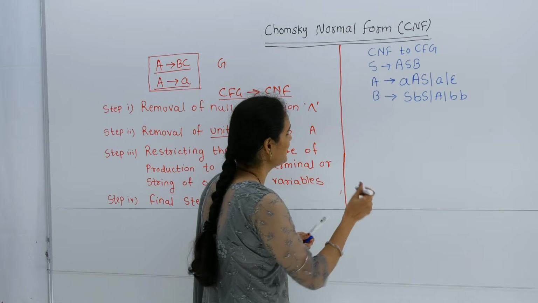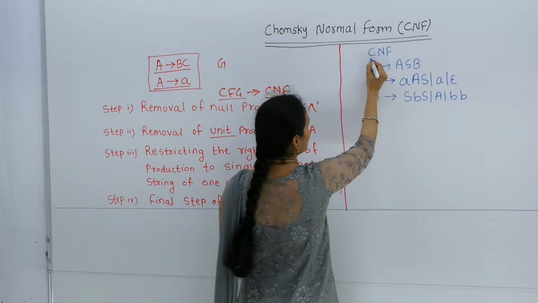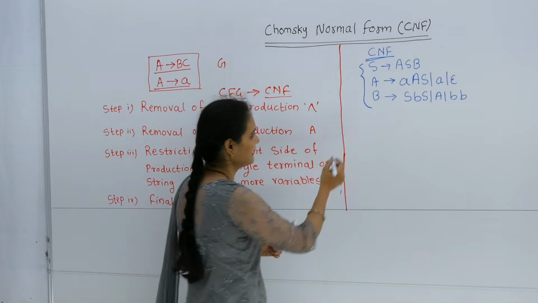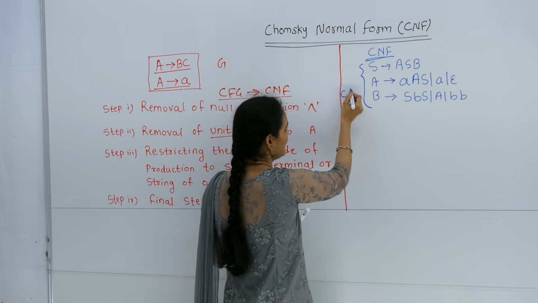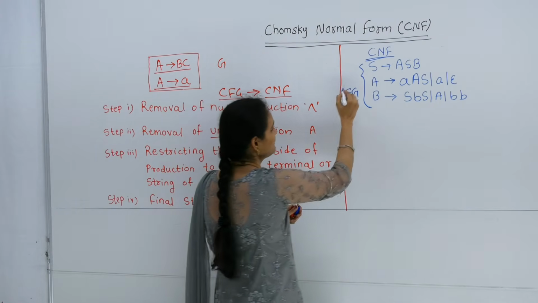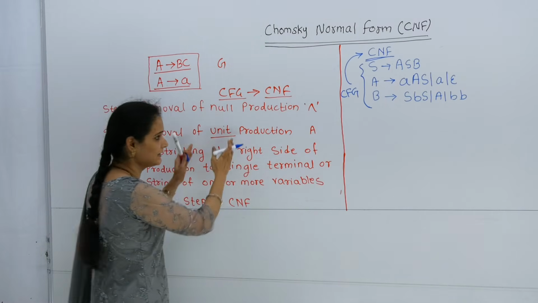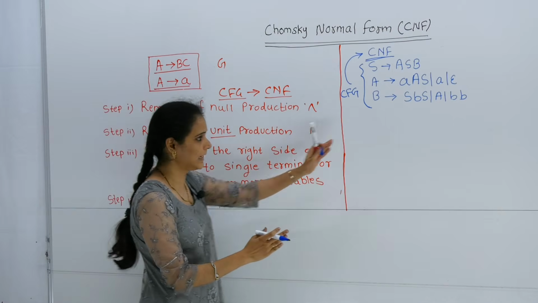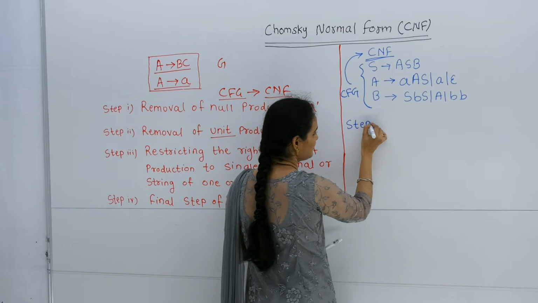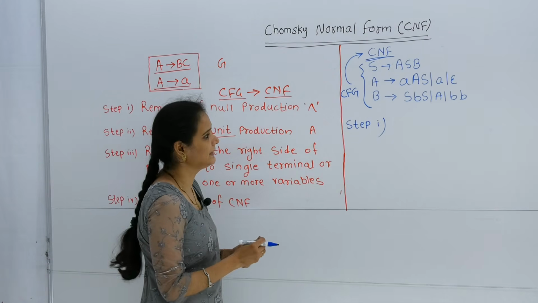Here also one particular example is given. The question will be: convert that context free grammar, CFG, into Chomsky normal form. By applying these rules we can solve that example. So see here students, what is our step number 1? Removal of the null production.